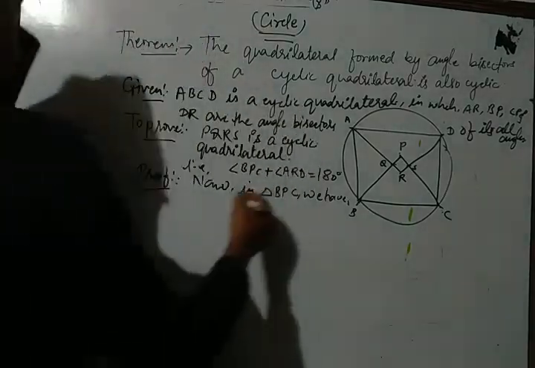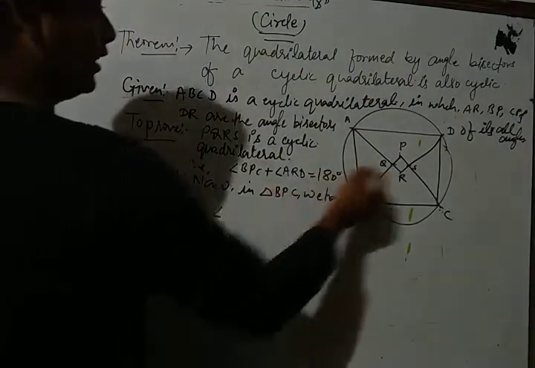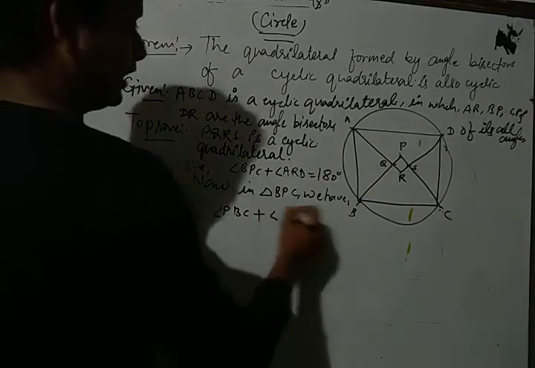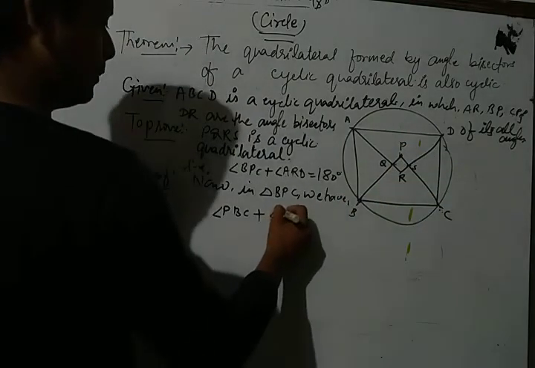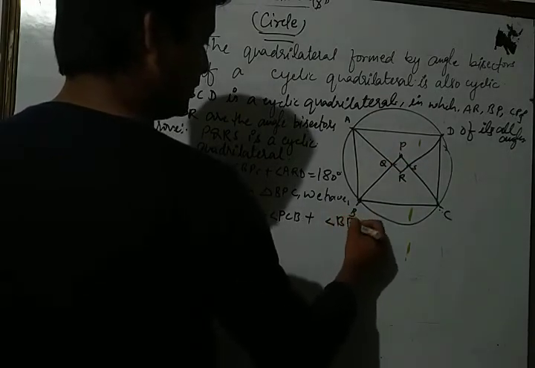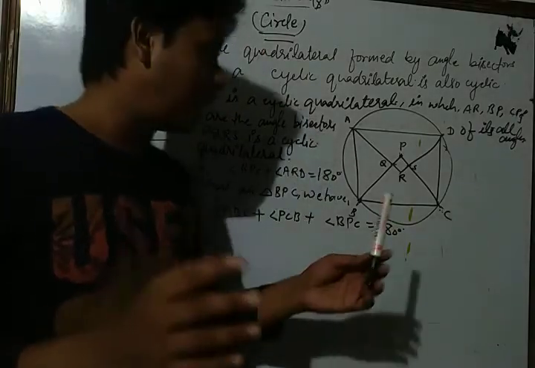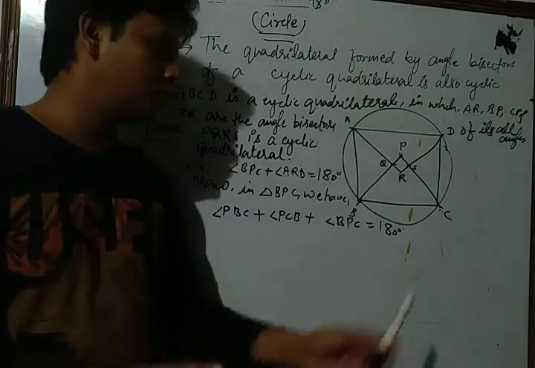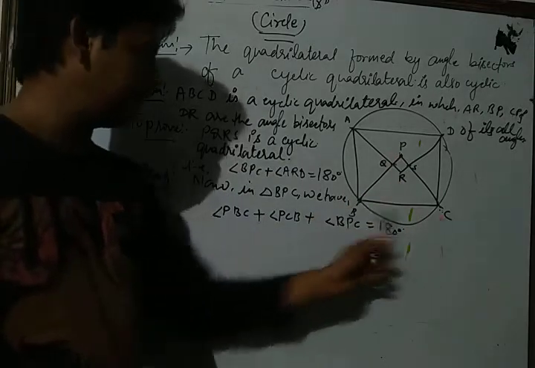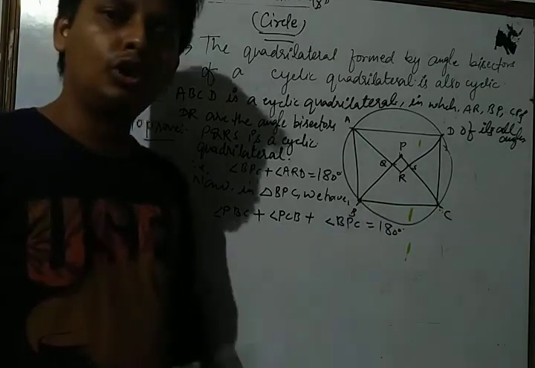So in triangle BPC we have angle PBC plus angle PCB plus angle BPC equal to 180 degrees, because we know that the sum of all angles of any triangle is equal to 180.